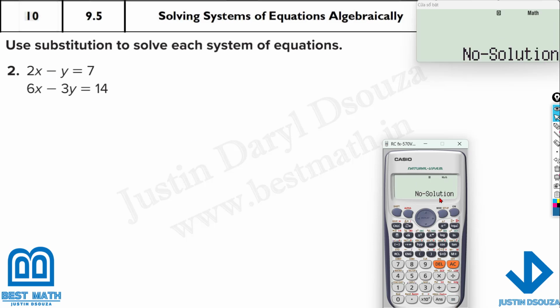Now, in this case, there is no solution. But how exactly can you find out if you're getting a math error? In some models, you will directly get no solution, but some models will just show math error. Even for infinite solutions, it's the same thing.